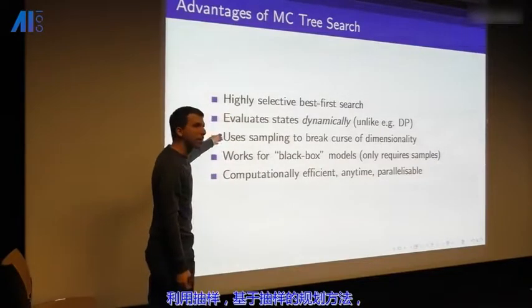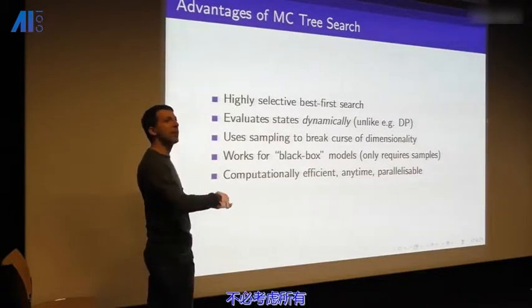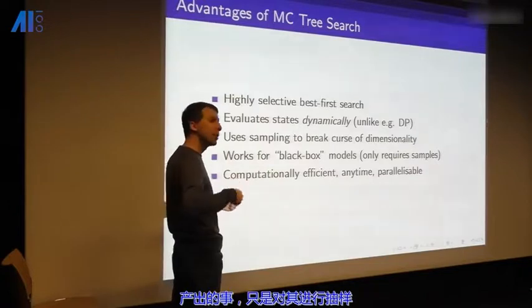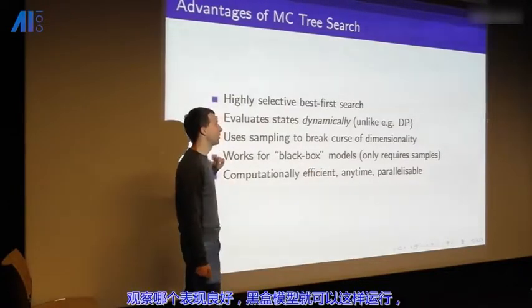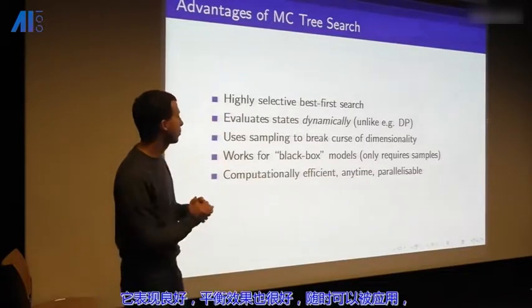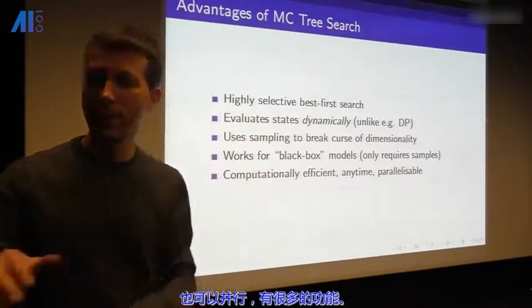It uses sampling, a sample-based planning method, which breaks the curse of dimensionality. We don't have to consider all possible things that we might do or all possible things the environment might do. We just sample them and look at what's working well. And it works for black box models, so we only need to use our model to sample from. So this thing works well, it scales well, it's anytime, you can parallelize it, it's got lots of good properties.